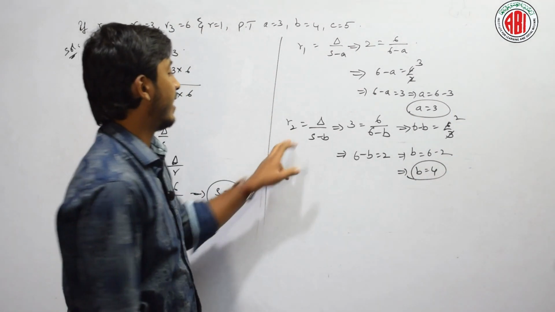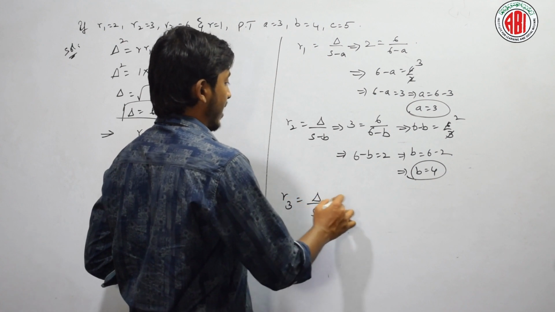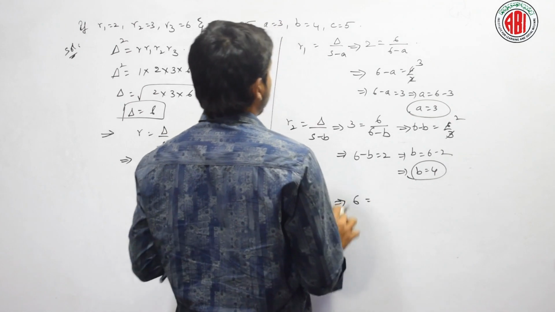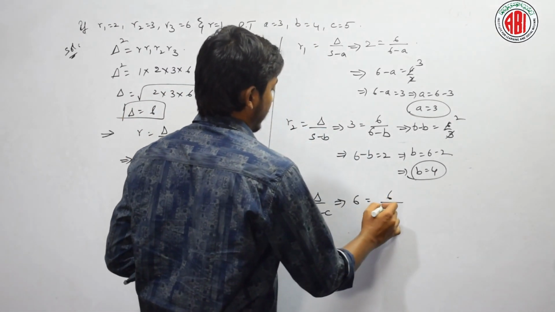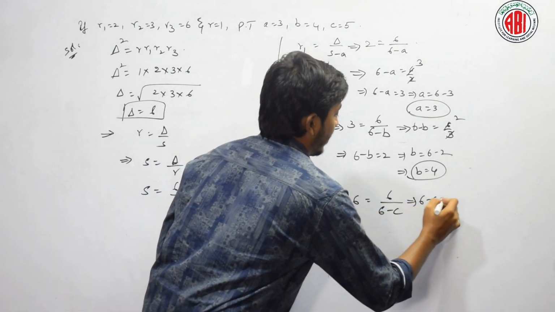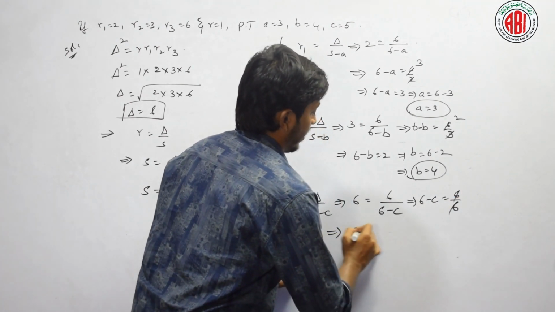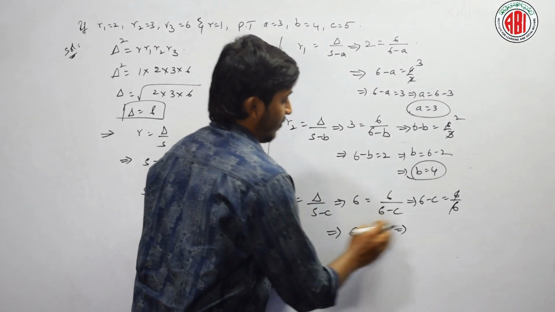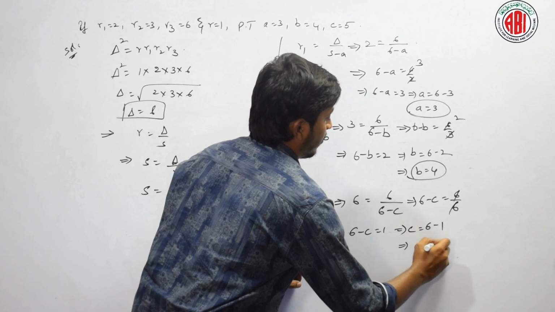Okay. And the next, R3 value, delta by S minus C. What is the value of R3? 6. What is the value of delta? Delta is 6 again. S is also 6. I have to find the value of C. That is, 6 minus C is equal to 6 by 6. 6, 6 will get cancelled. 6 minus C is equal to 1. Therefore, C will go that side, 1 will come this side. Therefore, C is equal to 6 minus 1. C is equal to 5.